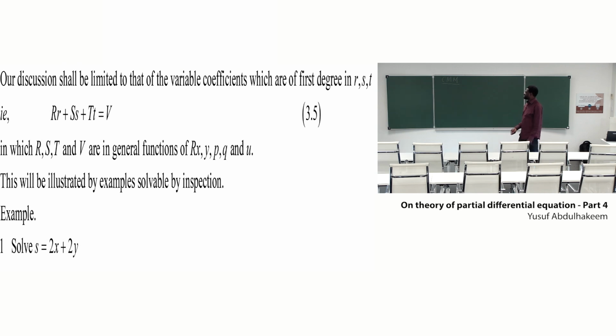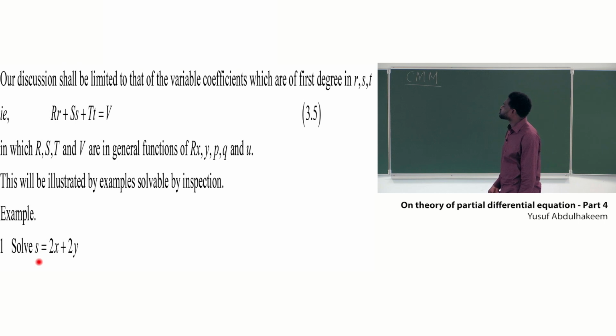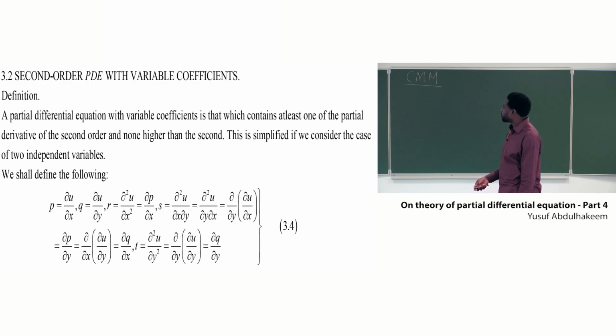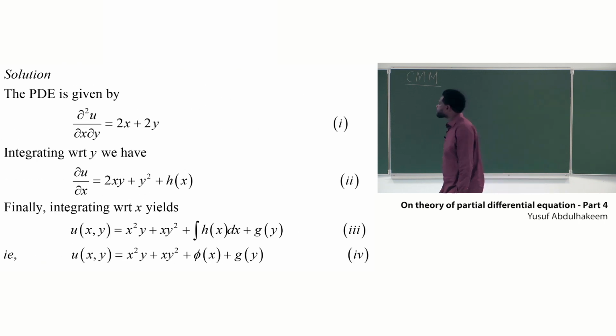Then let us look at the example that we solved that day. We say that solve s is equal to 2x plus 2y. So we just introduce s from what we have here. And we say that s is ∂²u/∂x∂y. So we have it here.